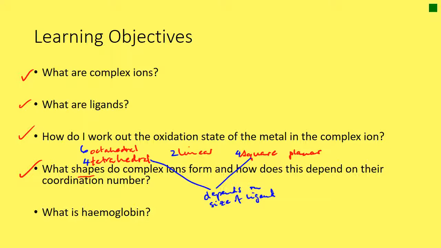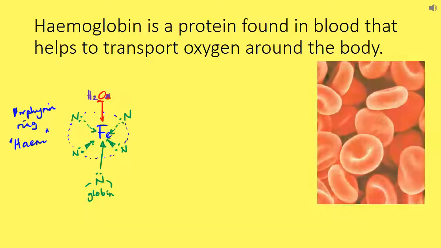Okay, so there we have shapes all done, and last thing to do is to consider what is hemoglobin. So as you probably know, hemoglobin is a protein found in the blood that helps to transport oxygen around the body. And here's a picture of some red blood cells which are full of hemoglobin, making them red. And so let's look at the complex ion that is hemoglobin.